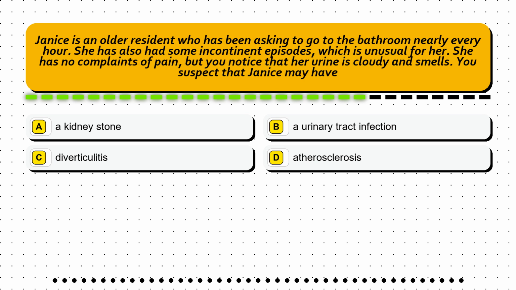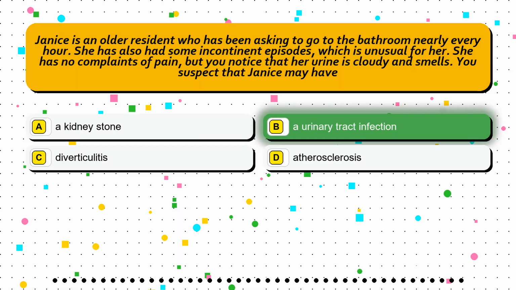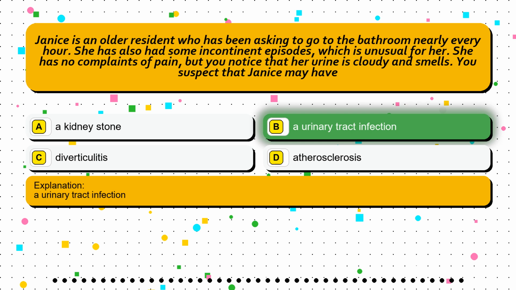Question 4. Janice is an older resident who has been asking to go to the bathroom nearly every hour. She has also had some incontinent episodes, which is unusual for her. She has no complaints of pain, but you notice that her urine is cloudy and smells. You suspect that Janice may have: Option A, a kidney stone. Option B, a urinary tract infection. Option C, diverticulitis. Option D, atherosclerosis. The correct answer is option B, a urinary tract infection.